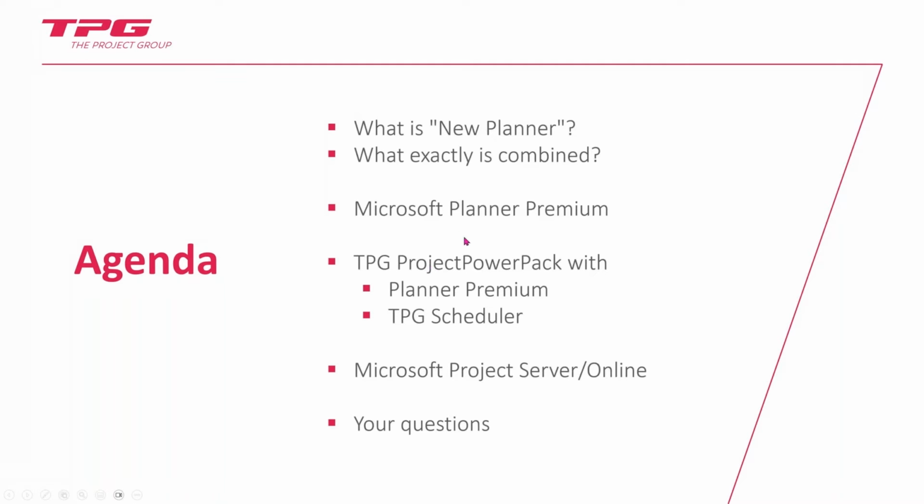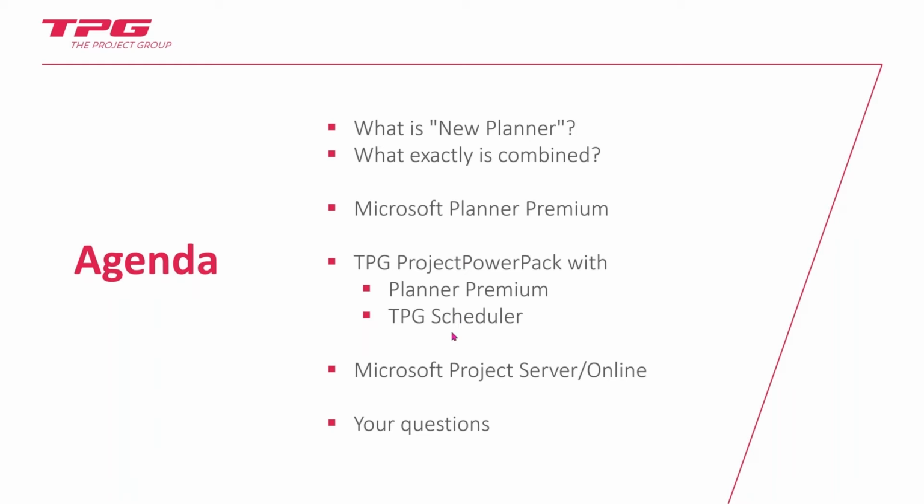Once we have done this, we will proceed with a look at TPG ProjectPowerPack, and there are two possibilities. You can run it around Planner Premium, or you can run it with its own scheduler called TPG Scheduler, which offers more options for better Gantt charts and dependencies between tasks and stuff like that. But let's have a look at this.